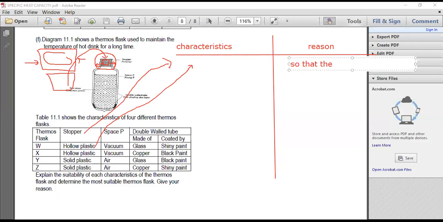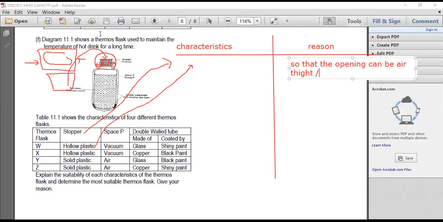The opening, right? Be airtight. Okay, can be airtight. Okay, or you can even say that because when it's hollow, inside there will be air. Okay, so that means air here becomes a poor conductor of heat. Okay, air is a poor conductor of heat.